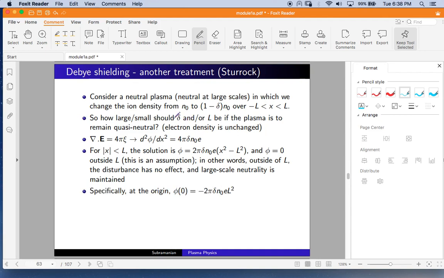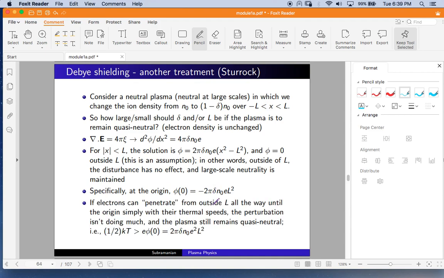Now, at the origin, you put x equals 0, phi of 0. This is the potential at the origin. All right. Now, what do you mean by maintaining neutrality on large scales? You see, you have a potential at the center. That's going to prevent or attract. Let's take like charges. In this case, you have a negative potential.